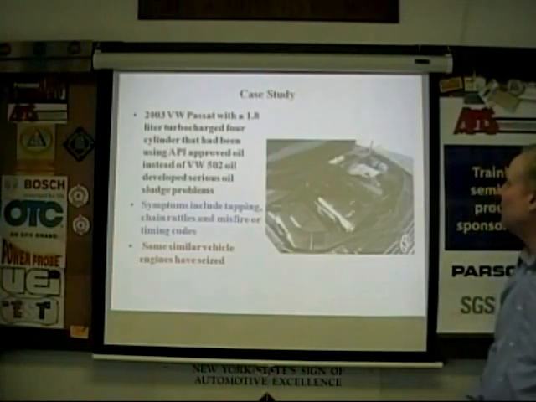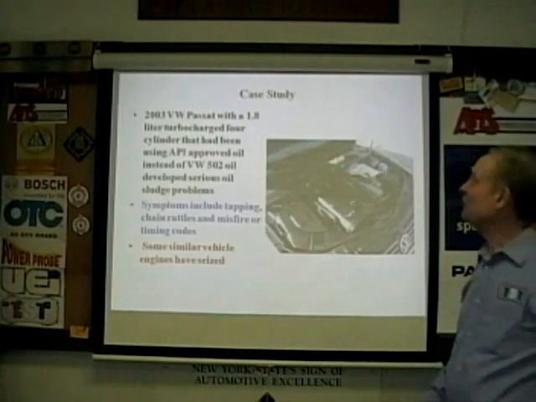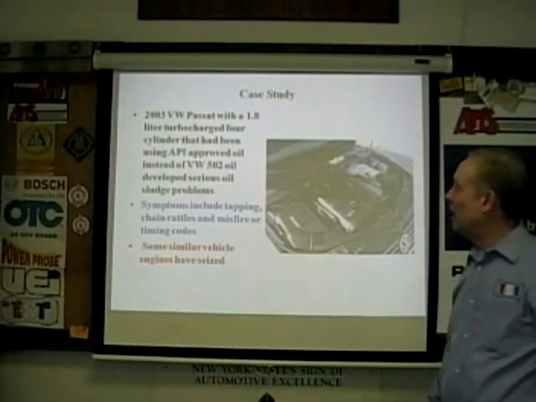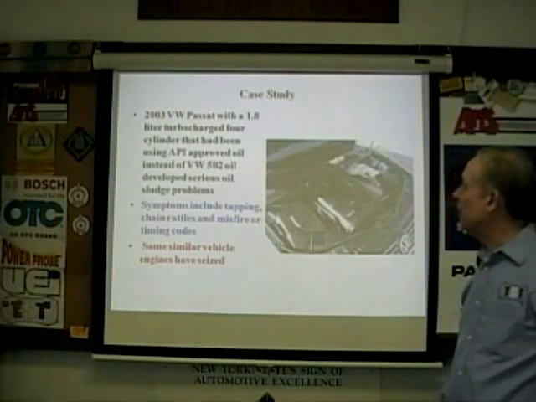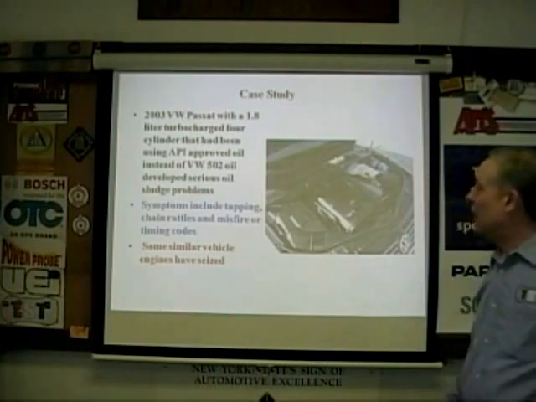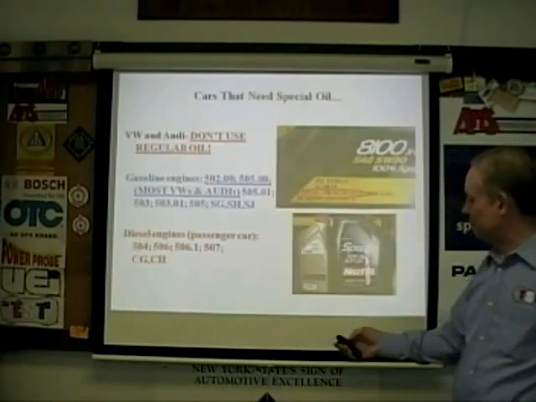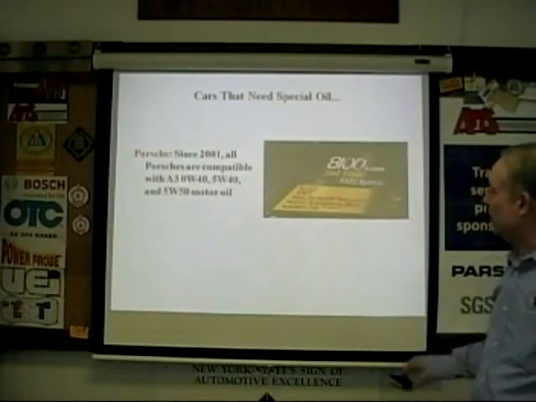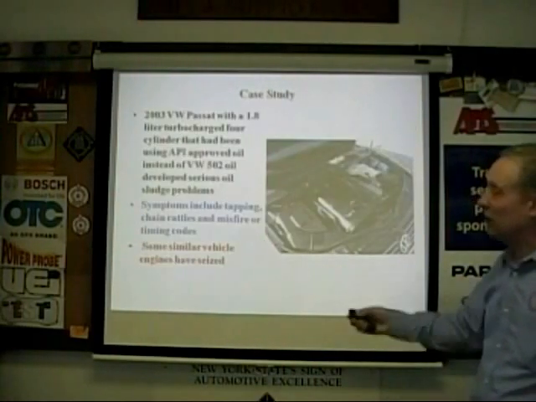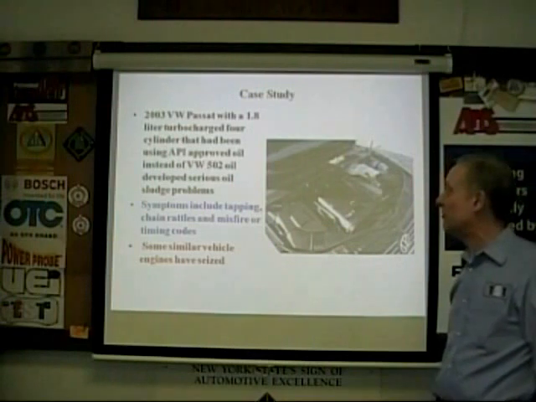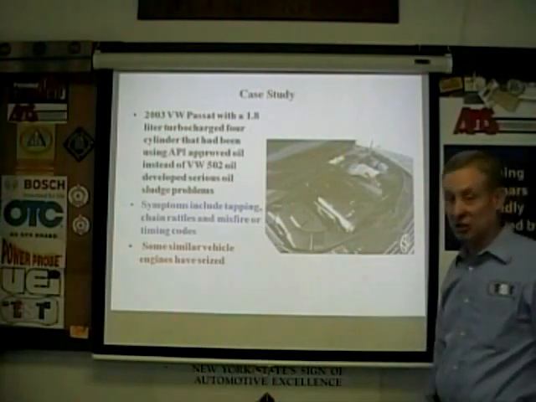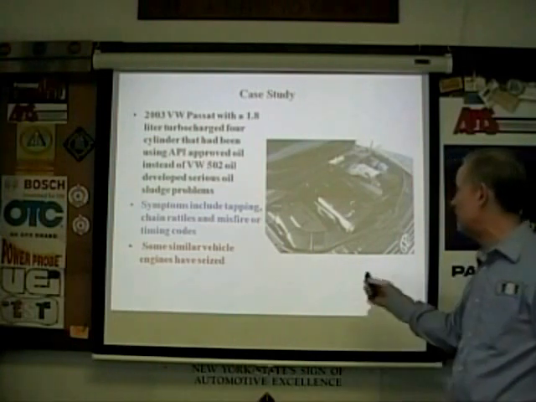All right. Case study. Speaking of Volkswagen: a 2003 VW Passat with a 1.8 turbo. It's been using the API approved oil instead of the VW approved 502 oil. If you look back at the previous chart, we're up to 505, but this particular vehicle only needed a 502, and it was developing serious sludge problems. This engine does have a habit of developing serious sludge problems.